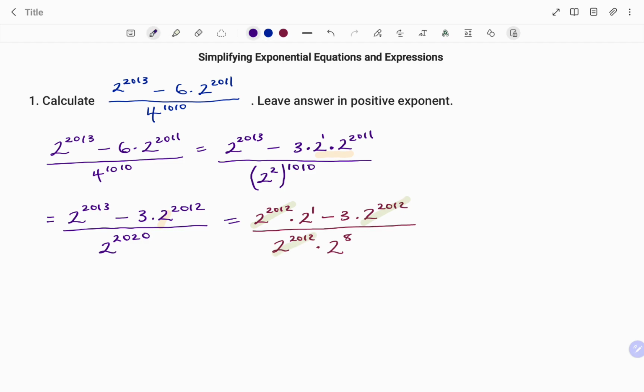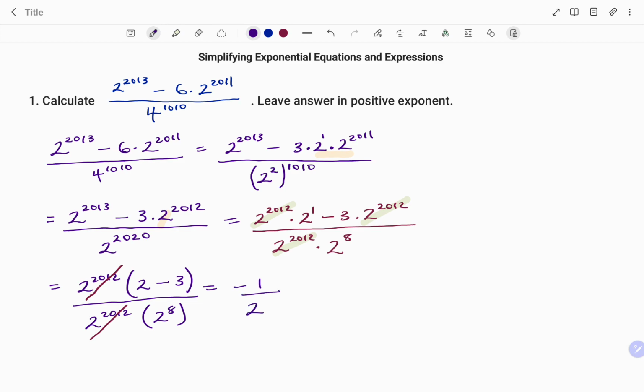So the next step is to factorize. At the top, I'm going to take out 2 to the power of 2012. I'm left with 2 to the power of 1 minus 3 for our numerator. At the bottom, taking out our 2 to the power of 2012, I'm left with 2 to the power of 8. That will give us, this cancels out, 2 to the power of 2012 divided by each other will give us 1. I'm left with 2 minus 3, that's minus 1, divided by 2 to the power of 8.